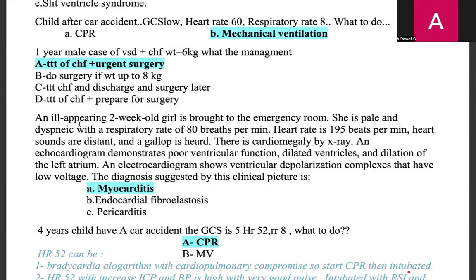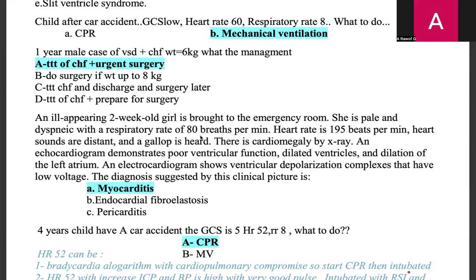Next question. An ill-appearing 2 weeks old girl is brought to the emergency room. She is pale and dyspneic with a respiratory rate of 80 breaths per minute. Heart rate is 195 beats per minute, and heart sounds are distant and a gallop is heard. Gallop means the child is in heart failure. There is cardiomegaly on X-ray.